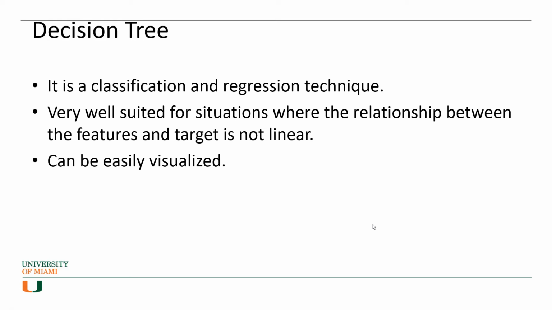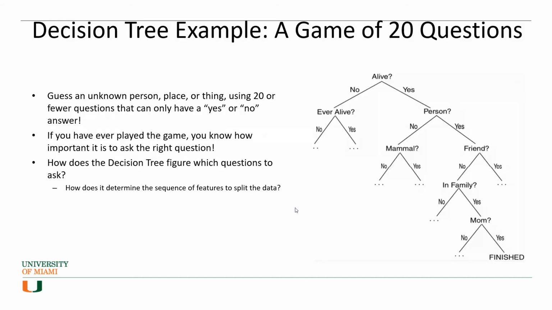One of the advantages of it is that you can very easily visualize it and convey the findings of a decision tree within a beautiful chart. Now, the best way to think about the decision tree is to go through the game of 20 questions. If you need a refresher, the game of 20 questions is designed so that you can guess an unknown person, place, or thing using only 20 or fewer questions that can only have a yes or no answer.